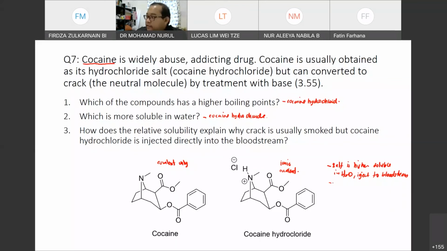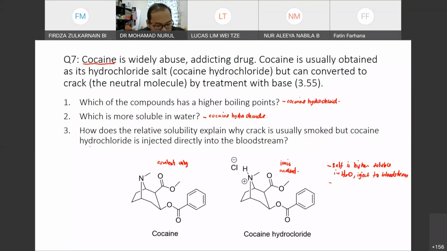Because when cocaine hydrochloride, or we call it salt, is injected into the bloodstream, the bloodstream has plasma. It can dissolve the cocaine and also transport it to the entire body. That's the explanation about why crack is usually smoked.